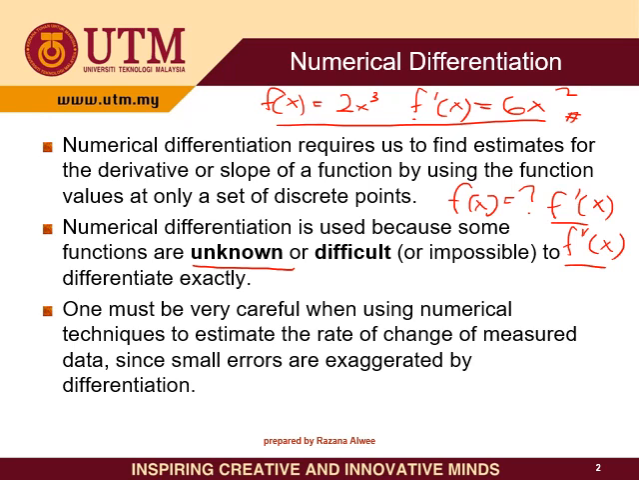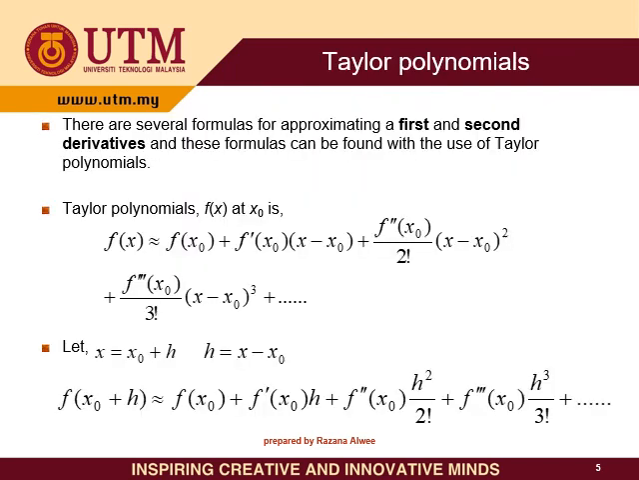And one must be very careful when using numerical techniques to estimate the rate of change of measured data, since small errors are exaggerated by differentiation. So you must be very careful using the numerical techniques. There are several formulas for approximating a first and second derivative, and we use one of them, which is Taylor polynomials. Okay, so there are many formulas, but for this class we will use based from the Taylor polynomials.